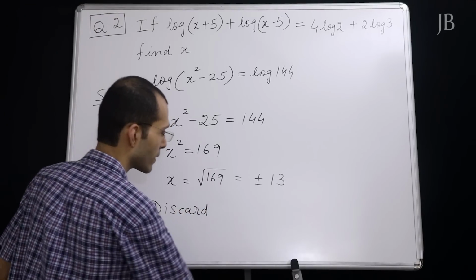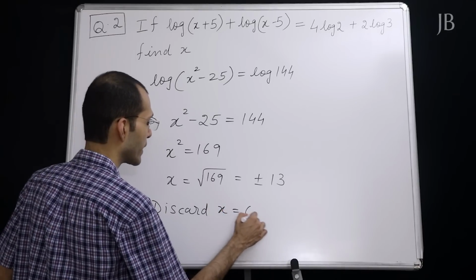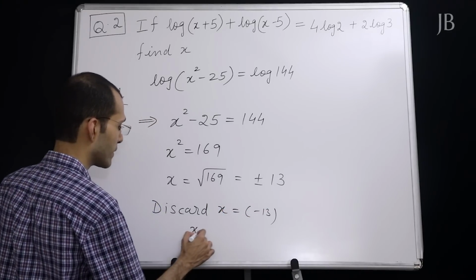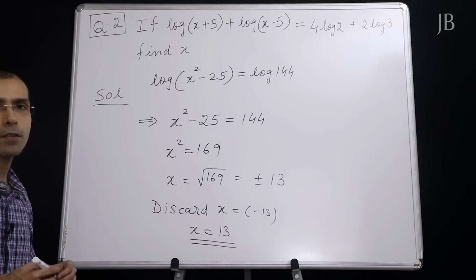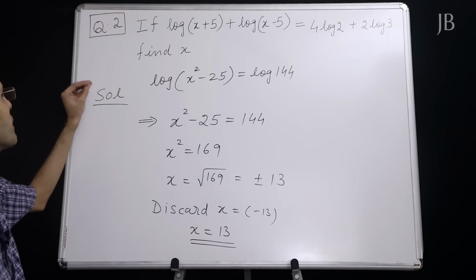x equaling 13, x equaling minus 13. So the final answer is x equaling 13. And we are done with this question. So this completes your problem 2.